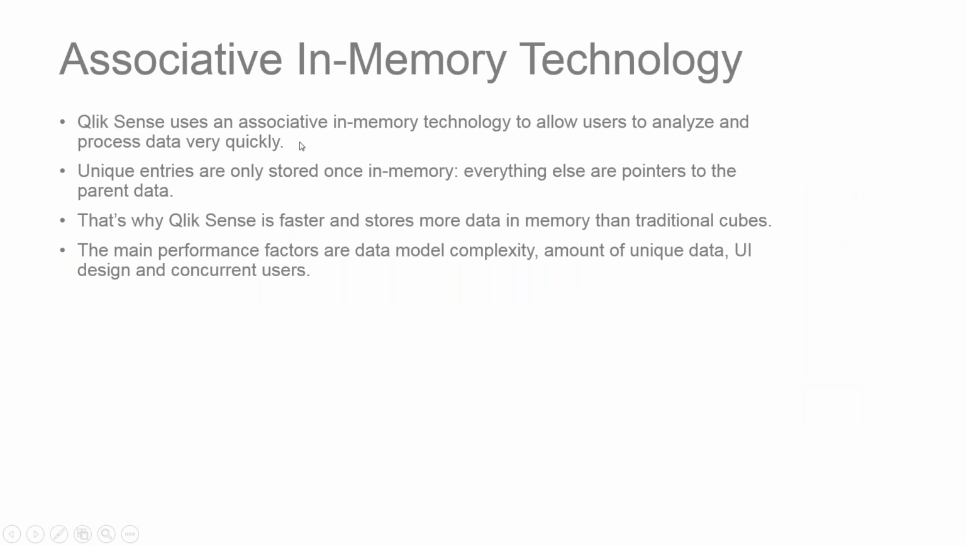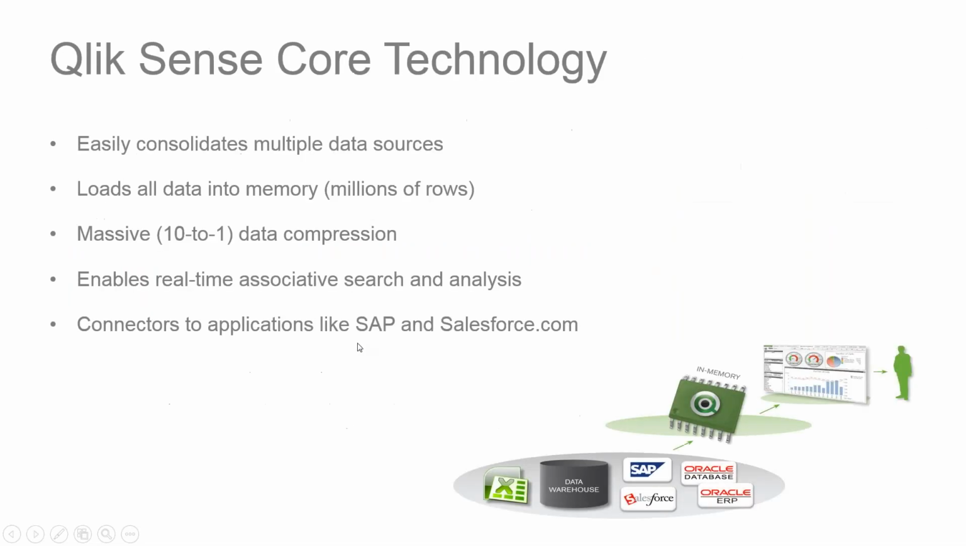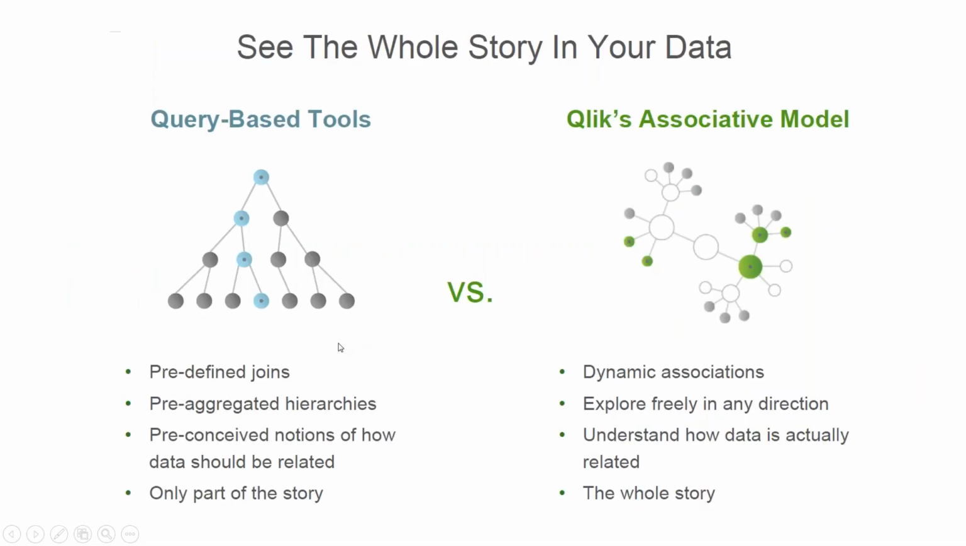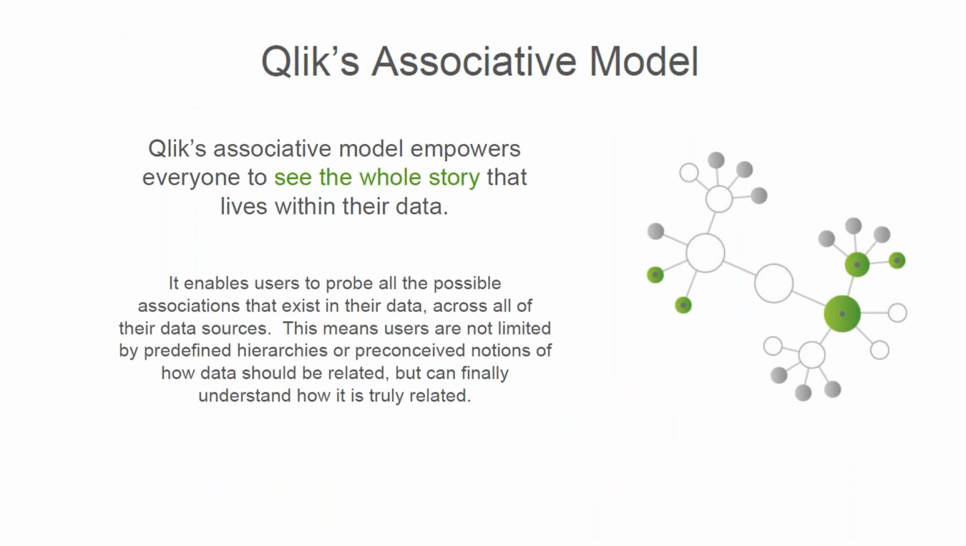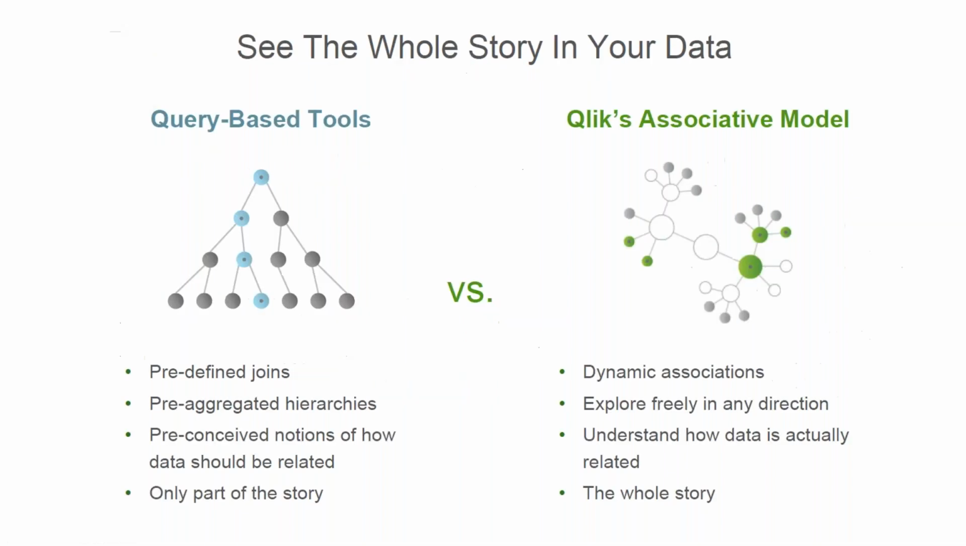Okay, so Qlik Sense uses an associative in-memory technology to allow users to analyze and process data very quickly. Unique entries are only stored once in memory. Everything else are pointers to the parent data. Is it clear? These two things are very important in terms of understanding the core functionality of any application. Whenever you start working on any dashboards or any applications, whether it's Tableau or others, know the core functionality, then only you can build better dashboards. Okay, one is the associative, one is the in-memory.